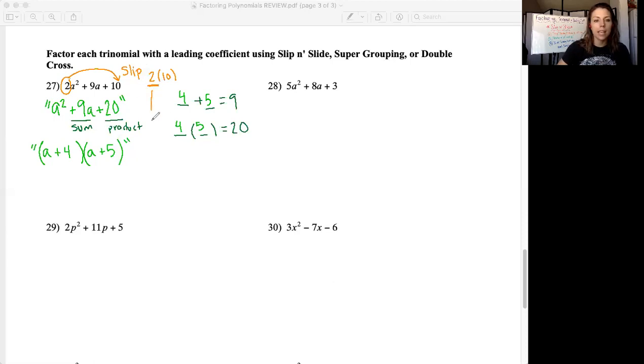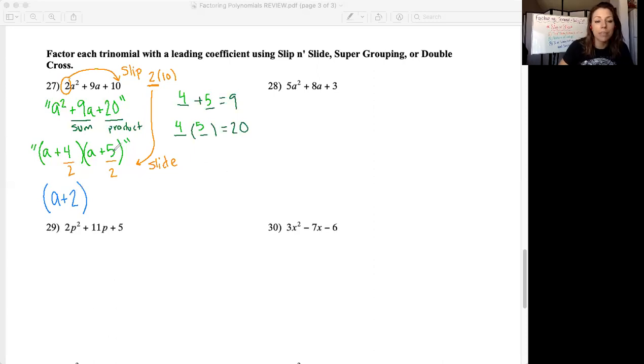So you're going to take that leading coefficient and you're going to slide it back under the last term in each of the binomials, and we're going to simplify. Now, if you can simplify the quotient, then you should. So for example, I can simplify 4 divided by 2. 4 divided by 2 is 2. So my first binomial, notice I took the quotations away because now we're back to where we started, is going to be a plus 2 because 4 divided by 2 is 2.